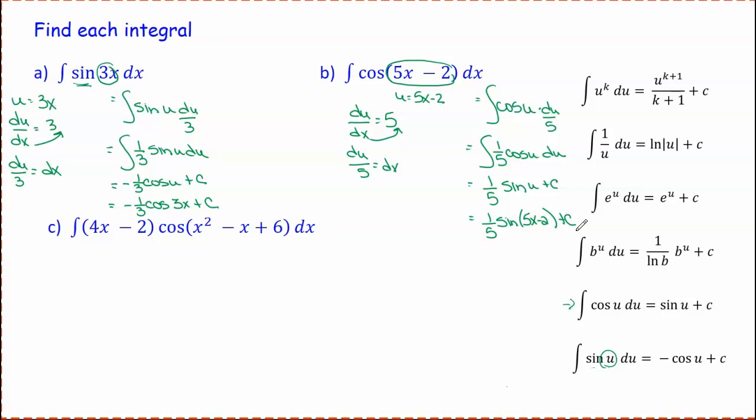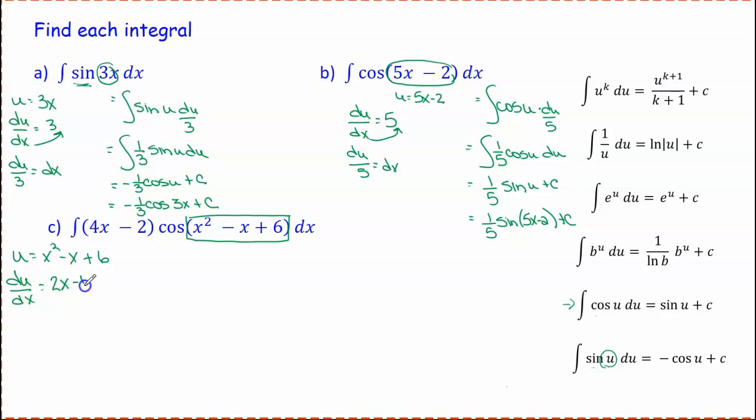Our last question is C. We want to find the integral of 4x minus 2 cosine of x squared minus x plus 6, all to the dx. Now we have two polynomials, but according to our integrals, it's cosine u. Whatever is after the cosine is my u, and it's actually my more complicated polynomial, which is x squared minus x plus 6. So u is going to equal x squared minus x plus 6. Taking the derivative, du over dx is now going to be 2x minus 1.